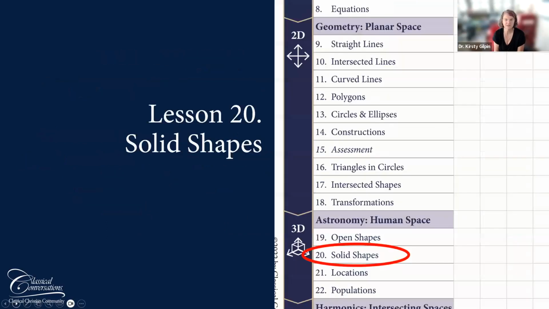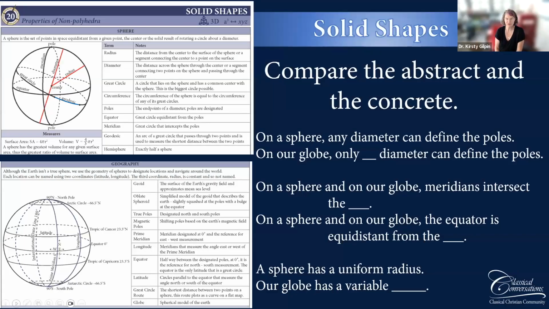Let's be clear. All right, so we are on week 20. We are in human space 3D, so two-thirds of the way through the year. Well, not this year, but the year of the math map here. This week we're going to talk about solid shapes. And I thought we would take some time and compare the abstract with the concrete, since that was what we were talking about. I've pulled up two pages of the charts from this week, page 2 and page 3.